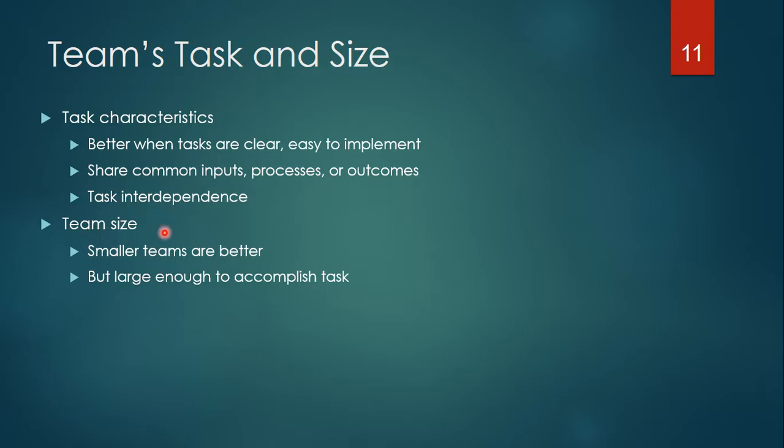Also we would examine the size of the team, and we said that smaller teams are better, definitely, but not too small and not too big. So the size of the team can be carefully examined. It is argued that a number between 4 and 6 members in a team would be the ideal number for team composition or team size. So it's not too large, but it's not too small. Large enough to accomplish the task. Smaller teams are better, but the team also has to be large enough to accomplish the task.